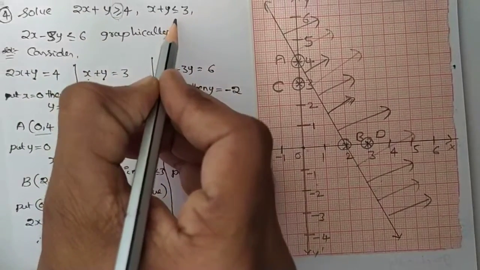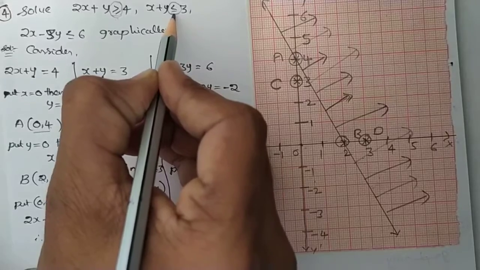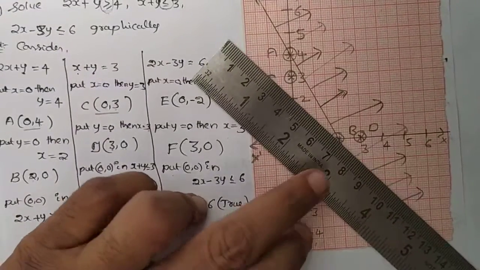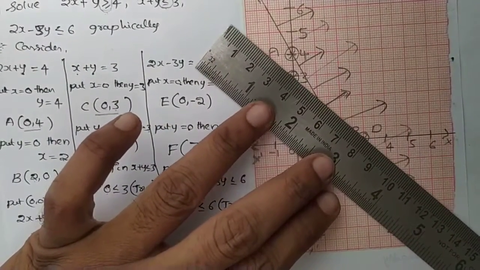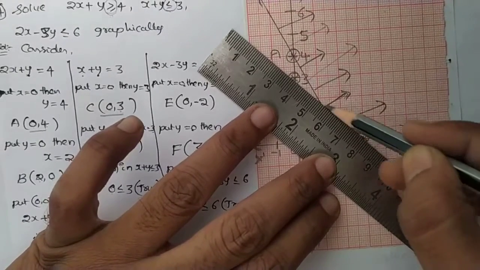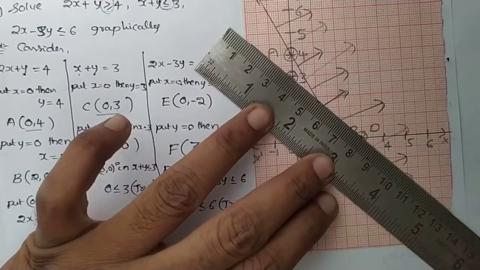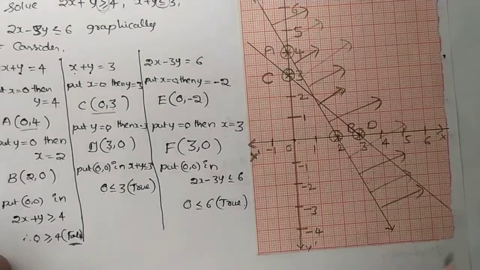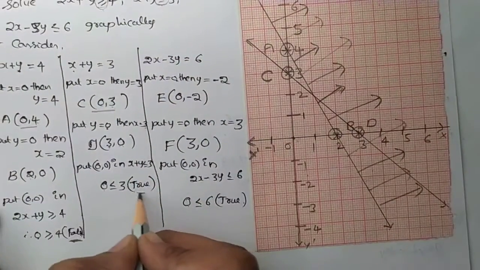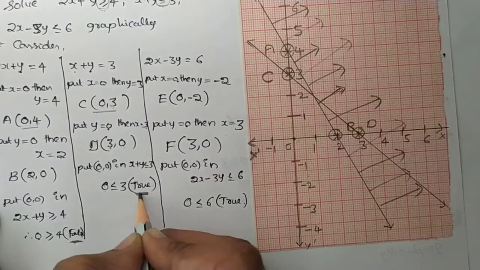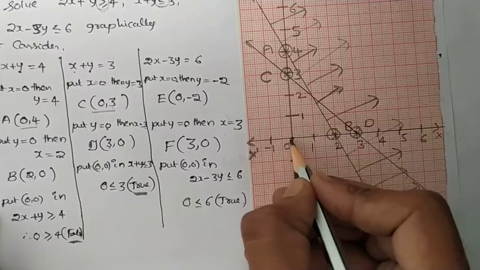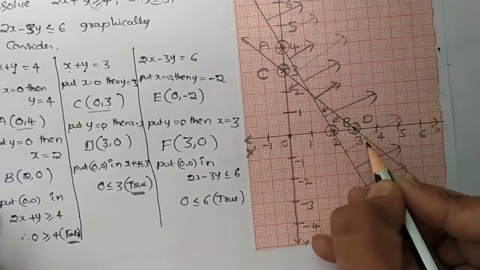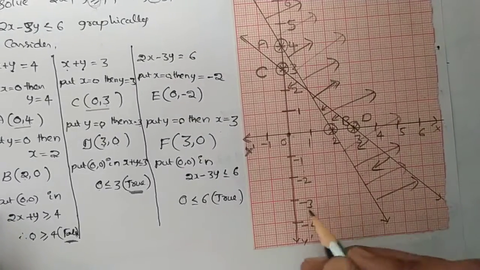This second inequality is also involving less than or equal, so that we have to draw the thick line. Join this C and D by the thick line. Okay, next this inequality is giving true. If it is true, where we have to shade? Towards the origin. It is the origin. Towards the origin we have to shade, like this we have to shade.